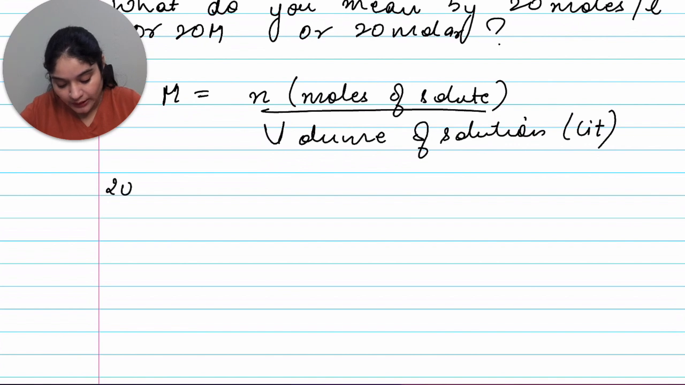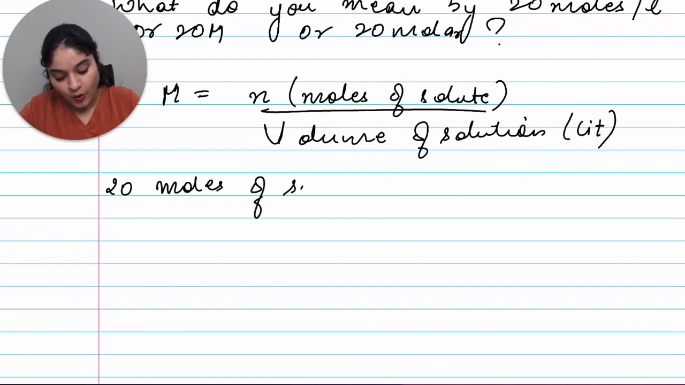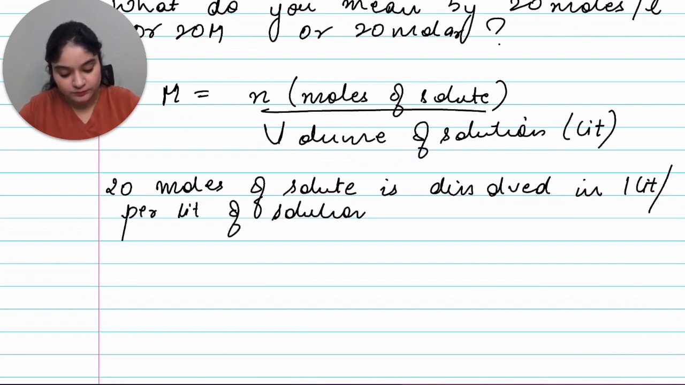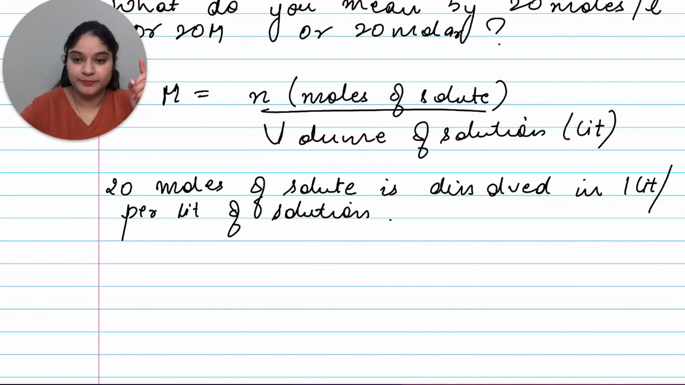So what will you write? 20 moles of solute is dissolved in 1 liter, or you can write per liter of solution. You can write any of those. A lot of students ask me, ma'am, do we not write anything for volume? No, nothing needs to be written for volume.